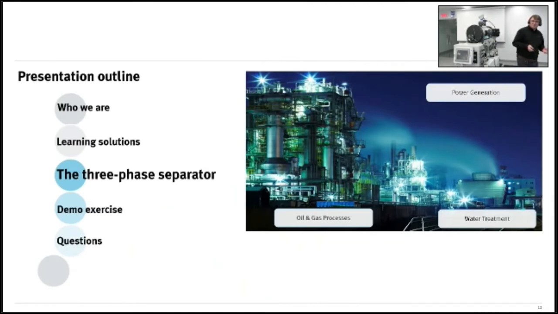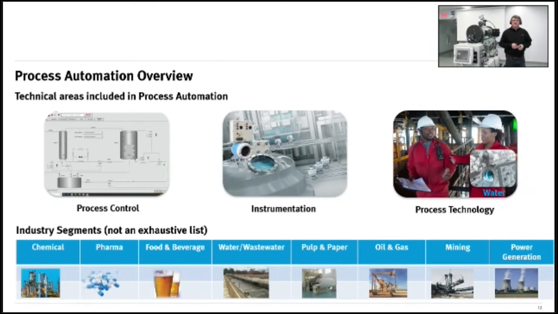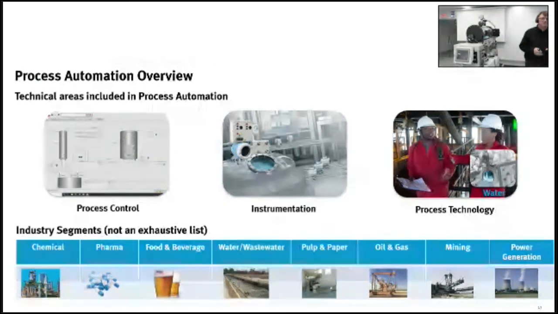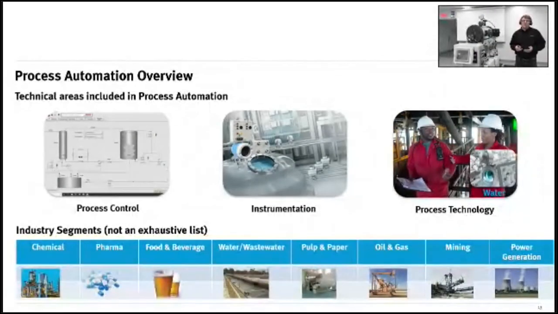So now let's get into the three-phase separator. We have an overview of the process automation. We may have the process control, the control room, the HMIs. We have all the instrumentation, which is everything that allows us to know what is happening in the process. These are the eyes and the ears and the hands of the process. And then we have the process technician who is going to run all this, make the repairs, and make all the factories continue running.